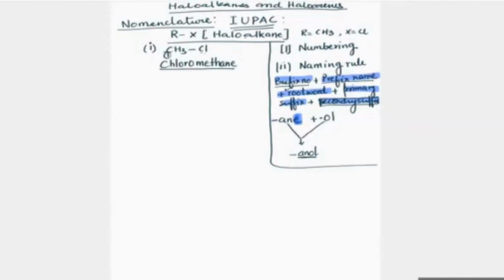So the first step is numbering, very, very important. If you number the parent carbon chain correctly, you will be able to write the name correctly. Then come to the name. Clear?